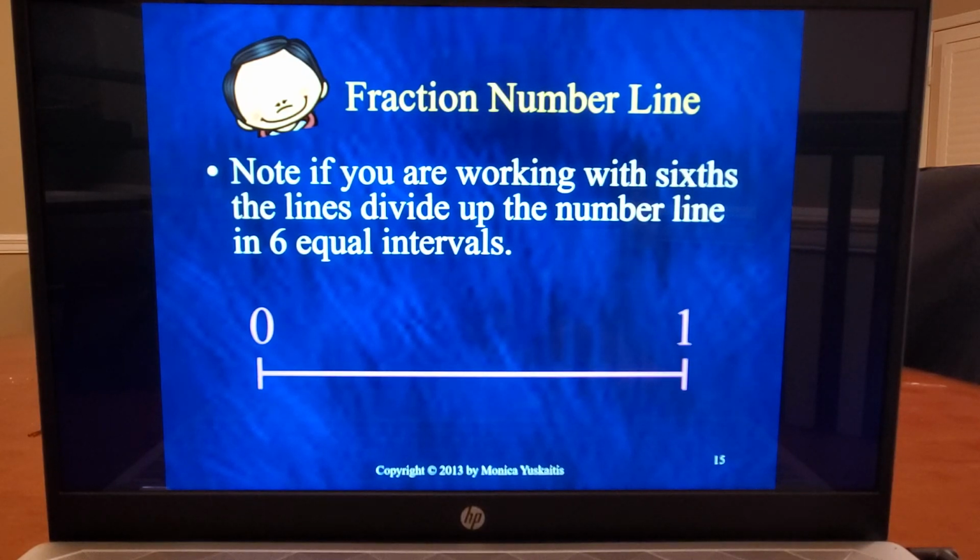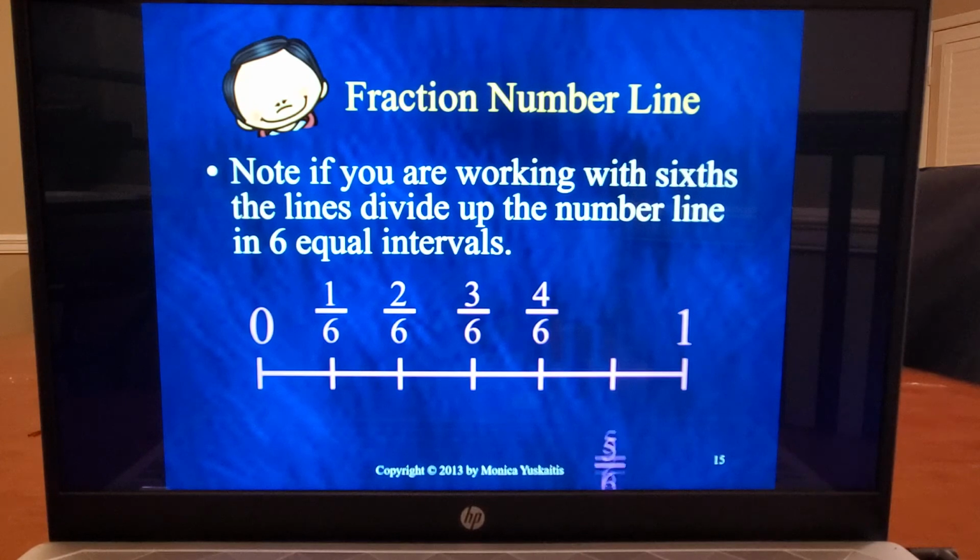Okay, let's look at one more. Splitting this into sixths. We're going to count our spaces. 1/6, 2/6, 3/6, 4/6, 5/6. And as we've said, the 1 whole could also be represented by 6/6.